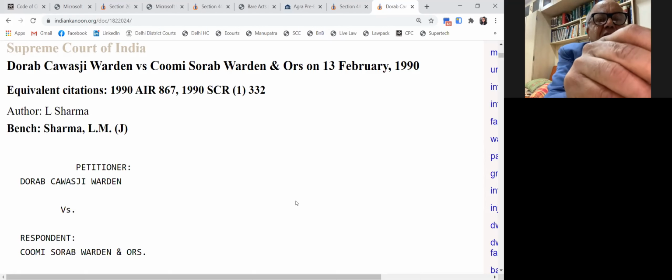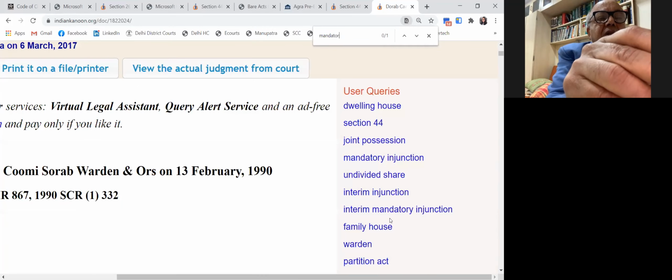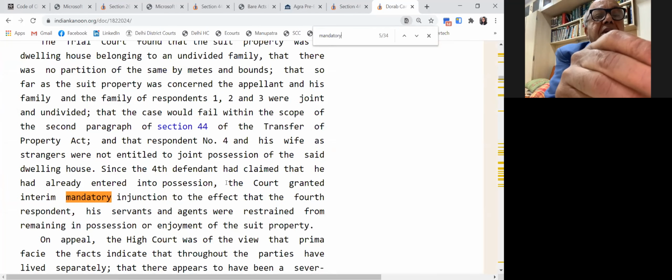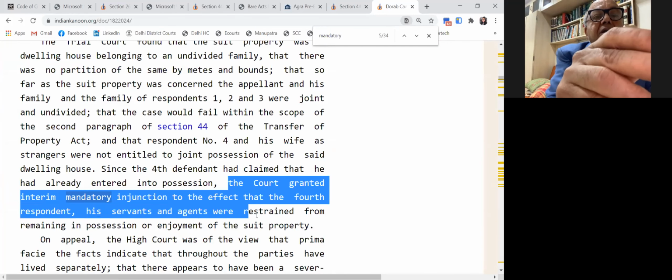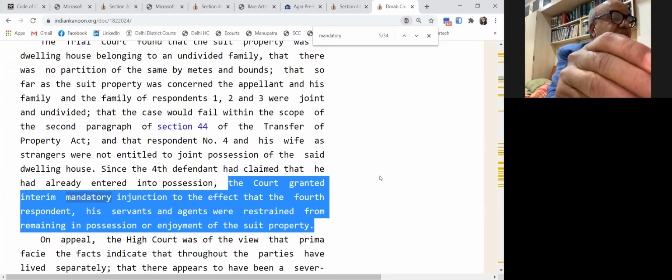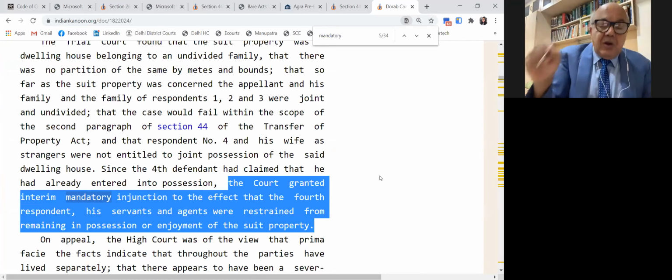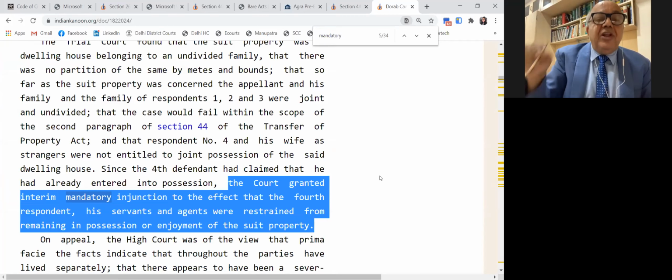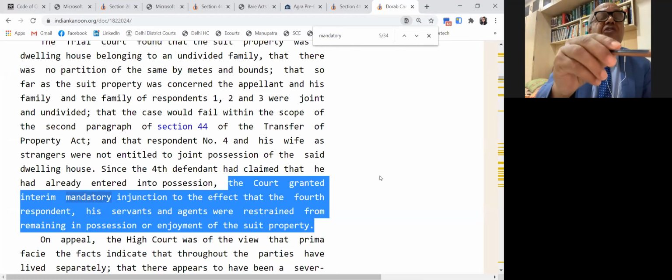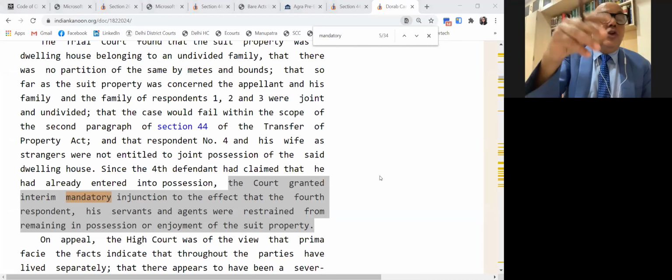Kindly, Mansi, just open the relevant portion: a mandatory injunction can be granted under Section 44. There is a beautiful observation of the Honorable Supreme Court. A mandatory injunction can be granted. The court granted an interim mandatory injunction, directing the defendant not to induct anybody. He had put in strangers. He says strangers cannot occupy. So this is indirectly based on the doctrine of preemption.